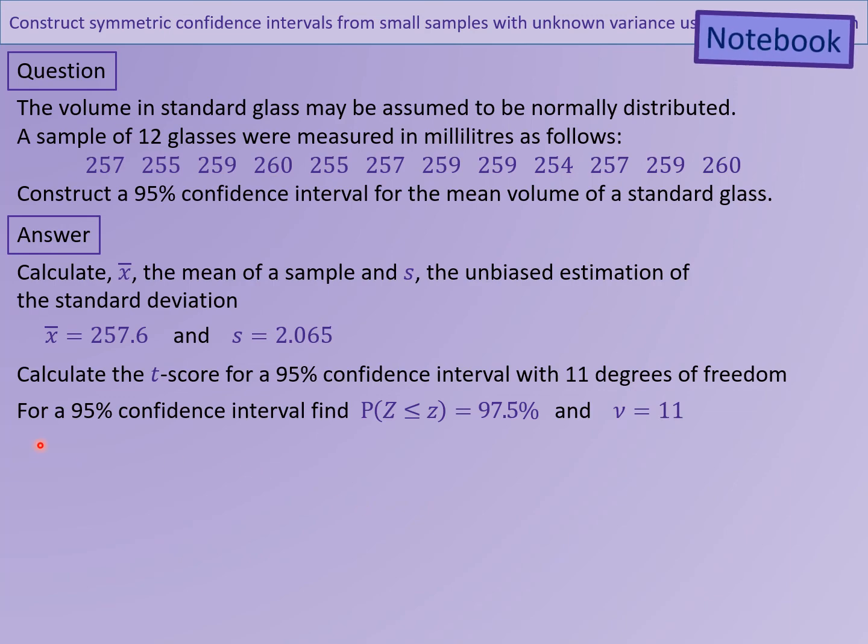So in this case, 95% in the middle, 5% on the sides is going to be 2.5 on each side. 95 plus 2.5 is 97.5. New value, 11. All right, 11 degrees of freedom because there's 12 glasses.